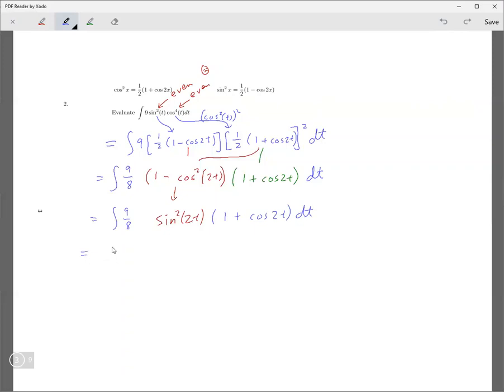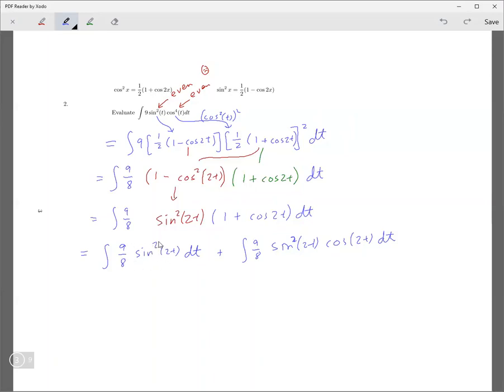Okay, now this one, if we distribute this in, we have 9/8 sine squared of 2t. I can just split that up into two integrals. So I'm just distributing that in there. Okay, here I have a sine squared and I have a cosine. I just have a plain cosine to the first power, which is kind of what we're shooting for, right? This one right here is sine squared.